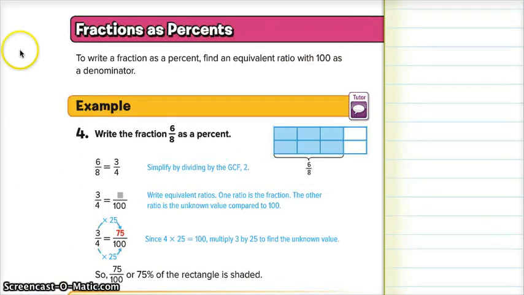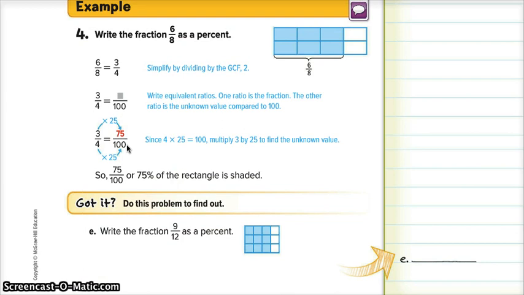The next part that we are going to look at is fractions as percents. To write a fraction as a percent, you're going to find an equivalent ratio with 100 as a denominator. It says write the fraction 6/8 as a percent. You can see that 6/8 can be simplified down to 3/4, and then we can find something to multiply by 4 to get to 100. They're walking you through this example, showing that you would get to 75 over 100. So 75% of the rectangle would be shaded because 75% is equal to 3/4, which is equal to 6/8. Go ahead and try part E, write the fraction 9/12 as a percent.